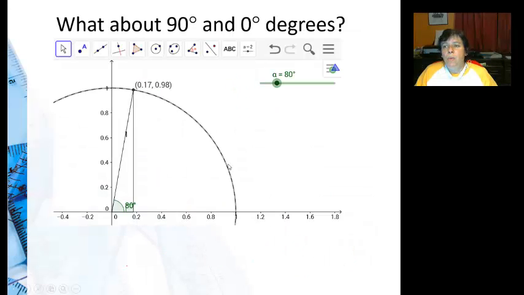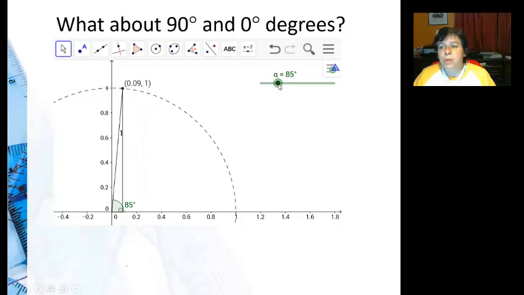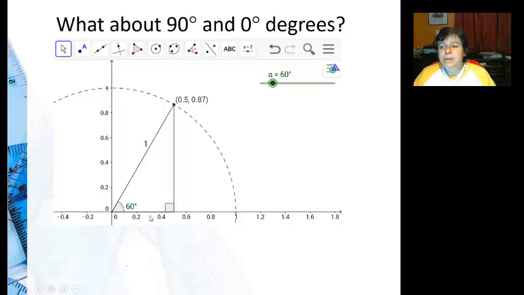So what about 90 degrees and 0 degrees? So if I want to look at the sine and cosine of these, what I did is I made this virtual triangle, and I can make the angle very low down to 0 and very high. So when I'm at 60 degrees, you can see this side is 0.5, this leg, and that leg is 0.87. All right? So that's okay. I've got numbers here and there.